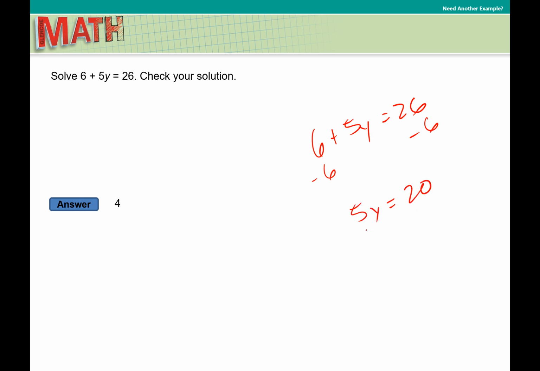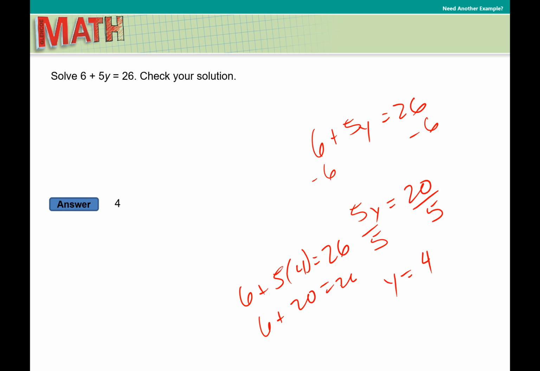Now we're multiplying by 5, so we'll divide this side by 5. We'll divide that side by 5. Y equals 4. Plug that into the original equation. 6 plus 5 times 4 equals 26. Got 6 plus 20 equals 26, and 26 equals 26. This is a true statement, which means my answer is correct.